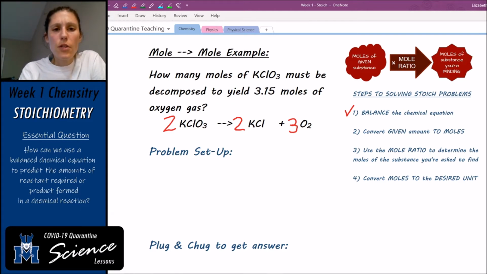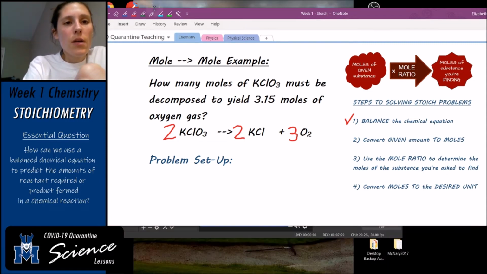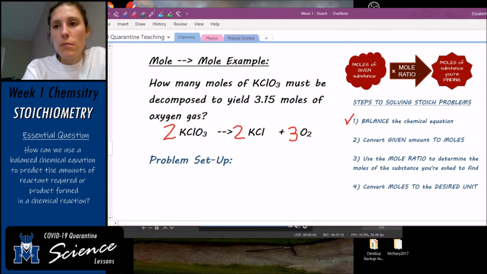Before I move on to step 2, though, I personally do one more step. I identify what I'm given in the equation. Oh my goodness, I'm so sorry. Let me fix that.